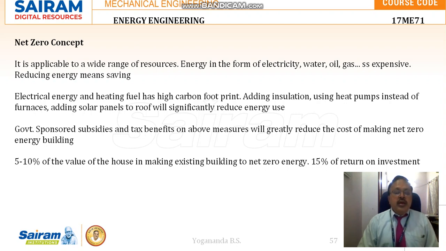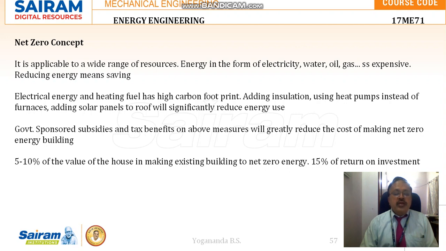Electrical energy and burning fuel both have a high carbon footprint. By having suitable measures like adding solar panels to the roof of the building, and using heat pumps instead of furnaces, we can significantly reduce the consumption of these different types of energy.